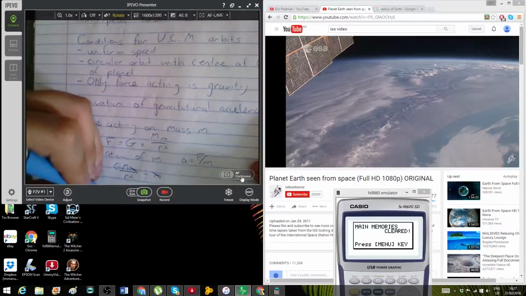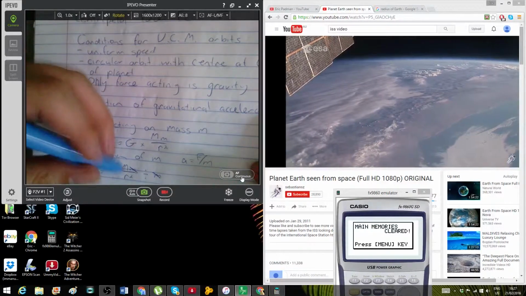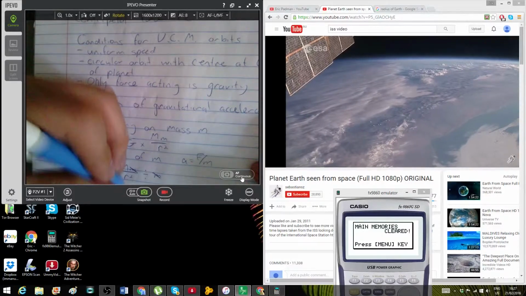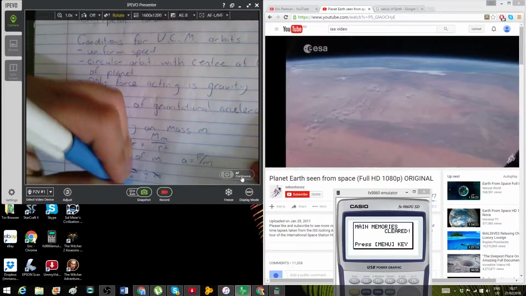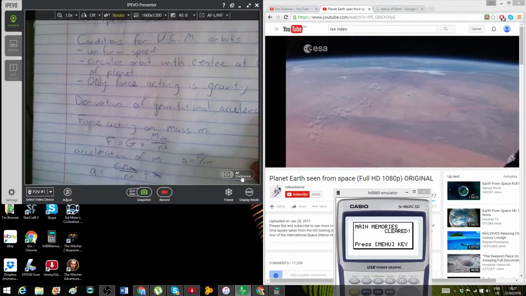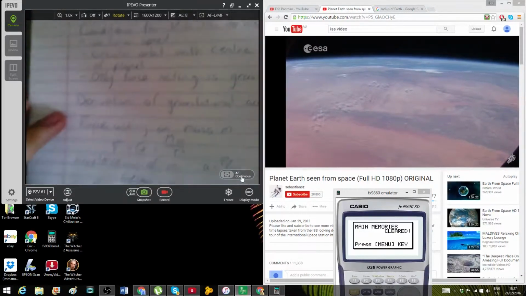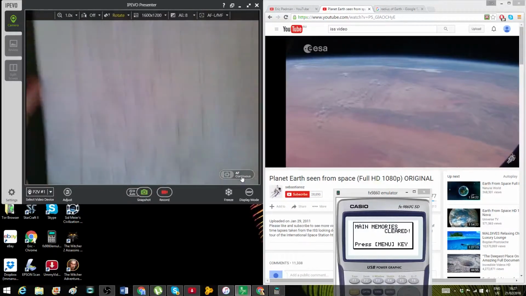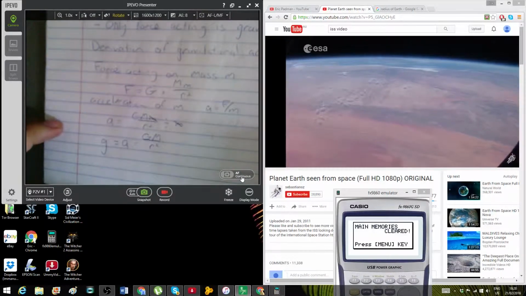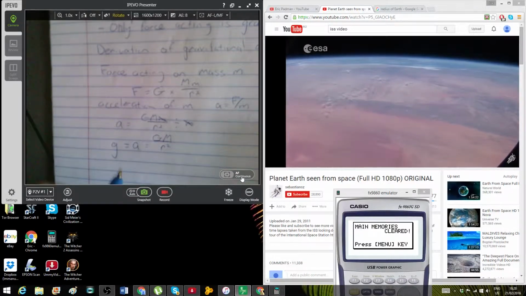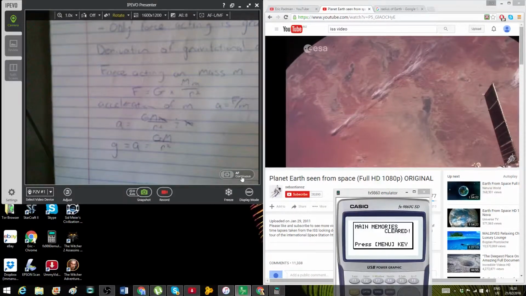Now you notice that this is independent of the little mass. So we're going to say g equals a equals GM on r squared. All right, so we got that.